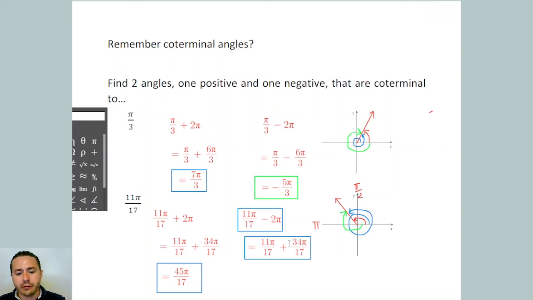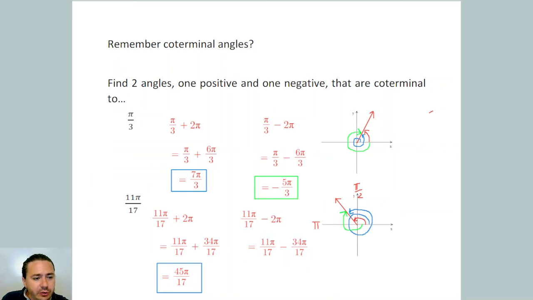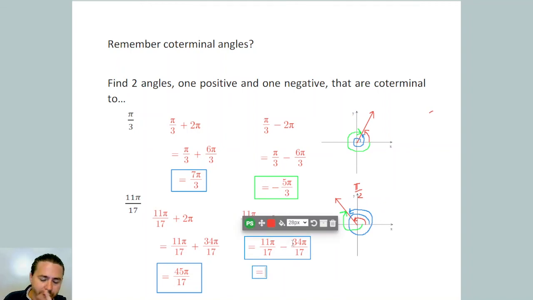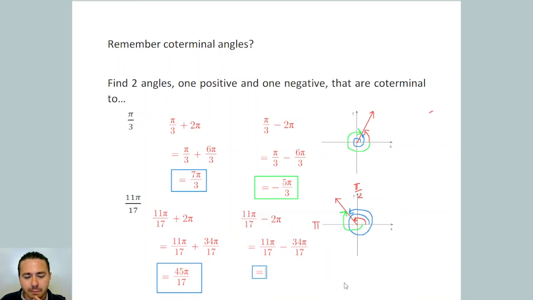And so I've got 11 pi over 17 minus 34 pi over 17. 11 minus 34. Well, when you subtract a bigger number from a smaller number, a little trick you can do to make that computation easier mentally is to just reverse it. What's 34 minus 11? And then slap on a negative. So 34 minus 11 is 23. So 23 pi over 17, but it's negative because we're subtracting a bigger number from a smaller number. And that's going to be my green one.